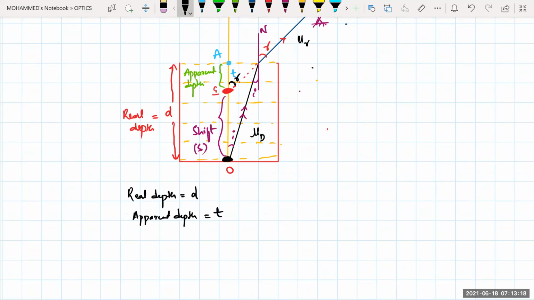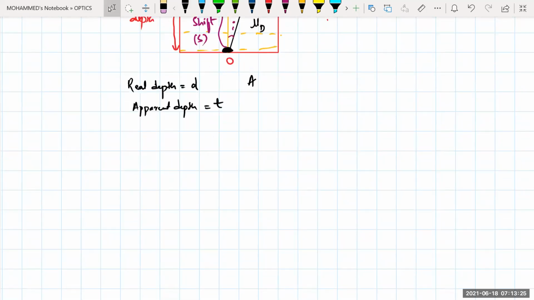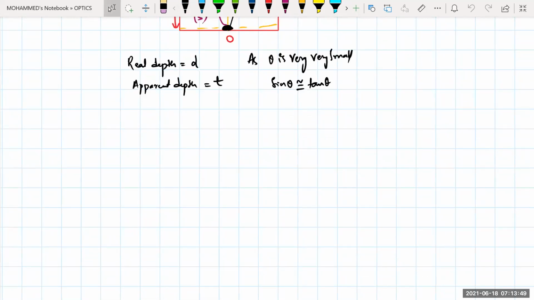If I'm extending this, that is also R with the normal, making an angle of R, the deflection. As we know, theta is very small. As theta is very, very small, we'll write sine theta is approximated to tan theta. I told you this in basic mathematics: if theta is 2 degrees or 3 degrees, we take sine theta equal to tan theta. Now from the given figure, write the value of tan I.